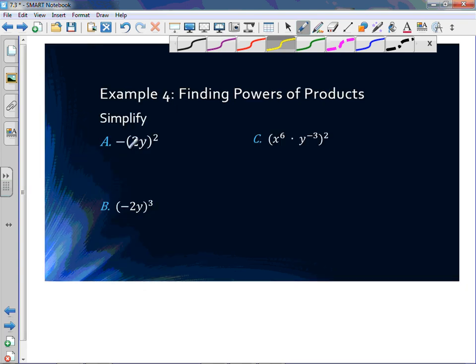Okay, let's try it. This squared is going to go both to the 2 and to the y. You'll notice that the negative sign is on the outside, so the squared will not be applied to it. So the negative is going to stay there. 2 squared is 4, y squared is, well, y squared. In b, the negative sign is in the base. So the third power is going to go to negative 2. Negative 2 to the third power, remember negative base, odd exponent is going to be a negative number. And don't forget that it also goes to that y.